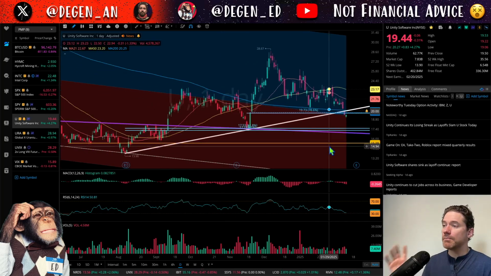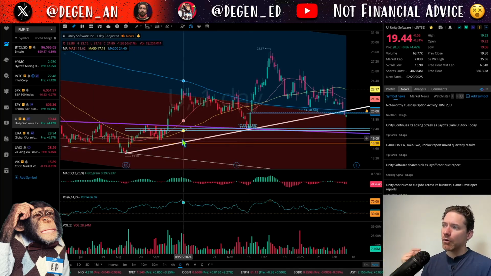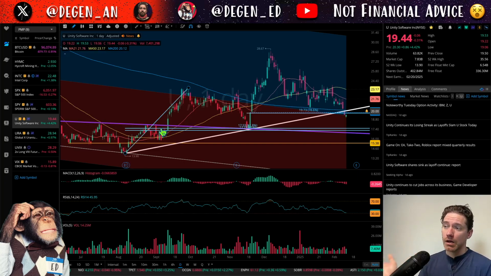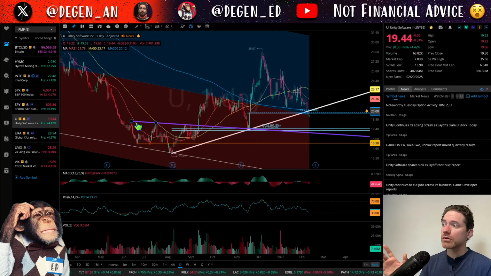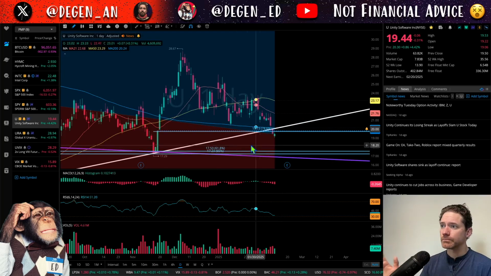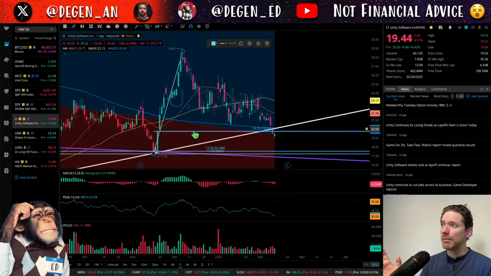And so, when we came back to that level over here, that corresponded with the 618, or really the golden pocket here around 17.50. And we got a very nice bounce there that also corresponded with a retest of this trend line here. And so now what we see, this is locked into place.